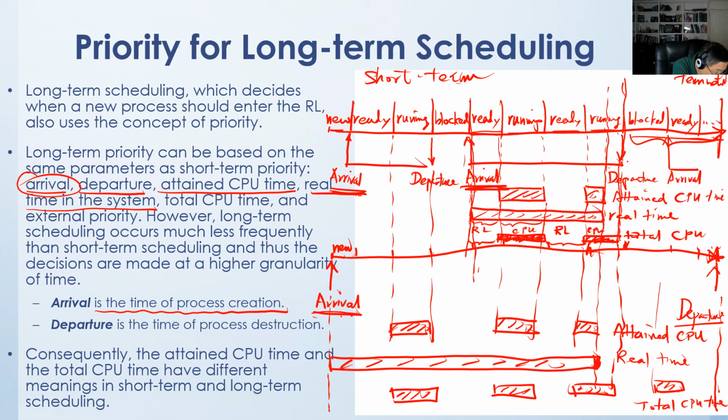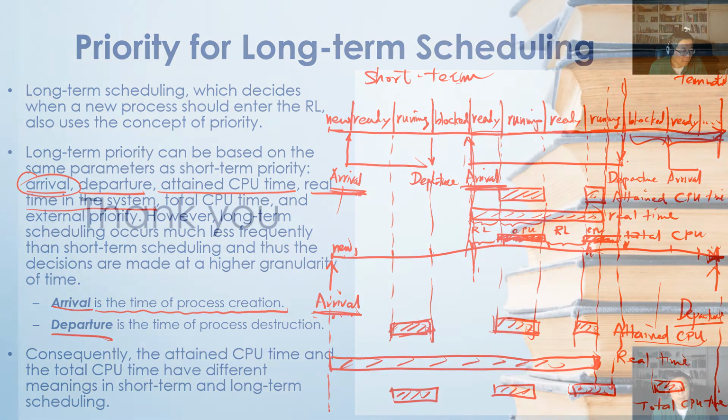So it's kind of different, but the only difference is the arrival and departure. That's the major difference. The other ones, like attended CPU time, real time in the system and total CPU time, the definitions are similar, because the attended CPU time just counts all the CPU times from the arrival. But there's only one arrival, right? There's no such thing as the most recent arrival. So, okay, that's the difference for long-term scheduling. Thank you.